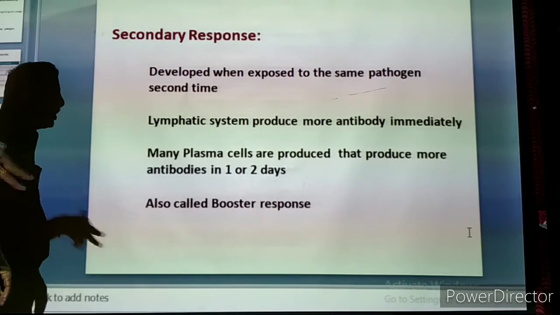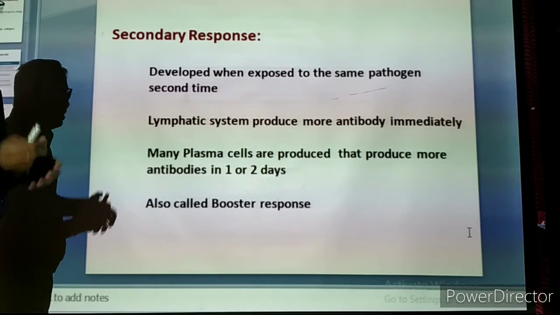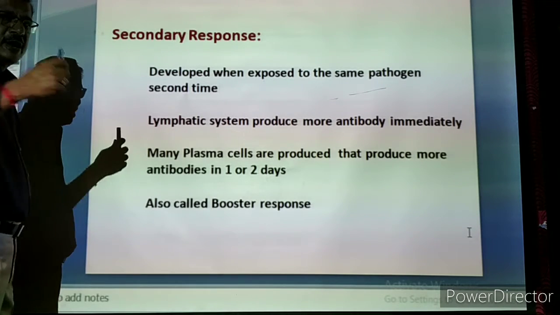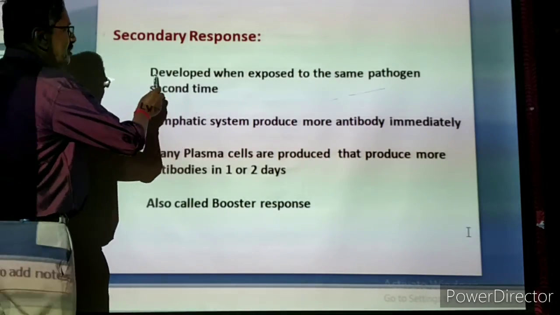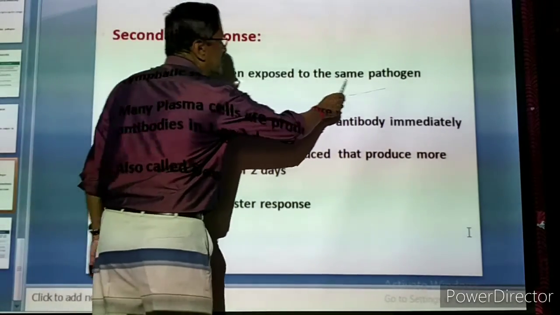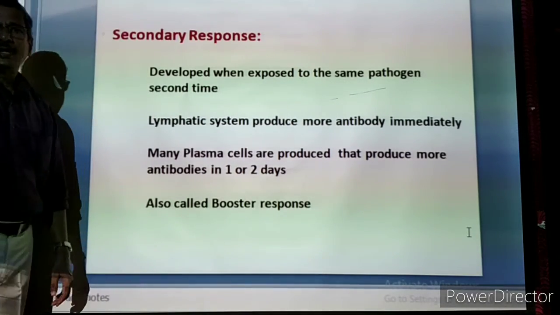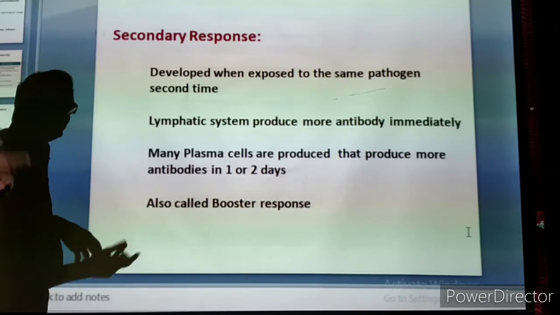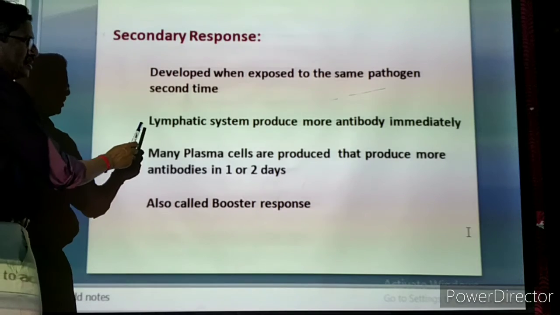What will be the subsequent response? We have to see. Assume that first a few microorganisms enter and antibodies start to be produced. Then after a period of time, maybe 1 week or 10 days or 1 month or 1 year, the infection comes a second time. It is developed when exposed to the same pathogen, the same microorganism, a second time. Then at that time only this secondary response will be developed.